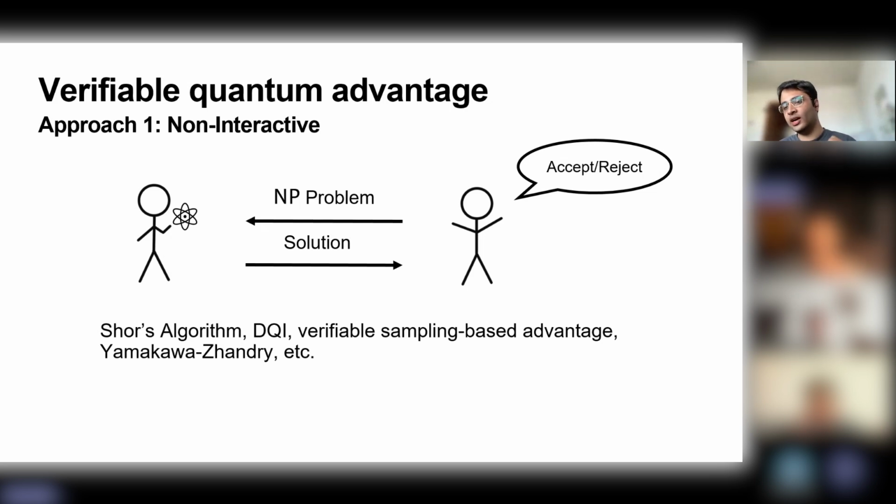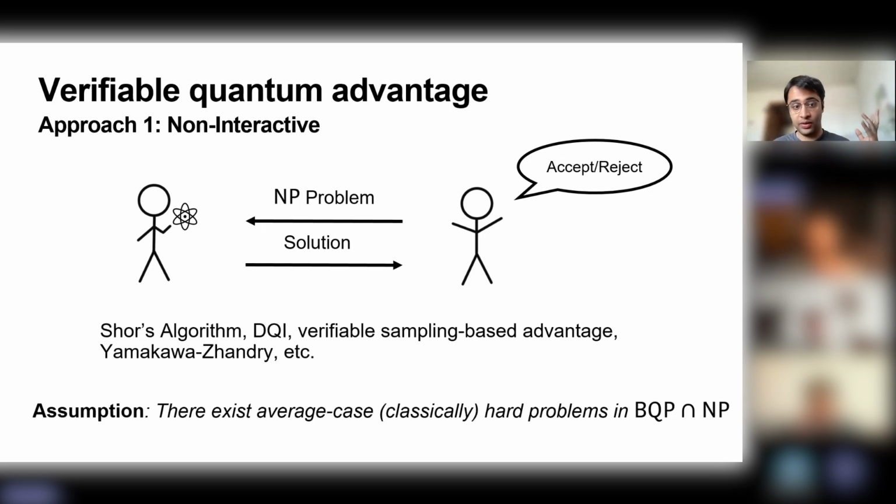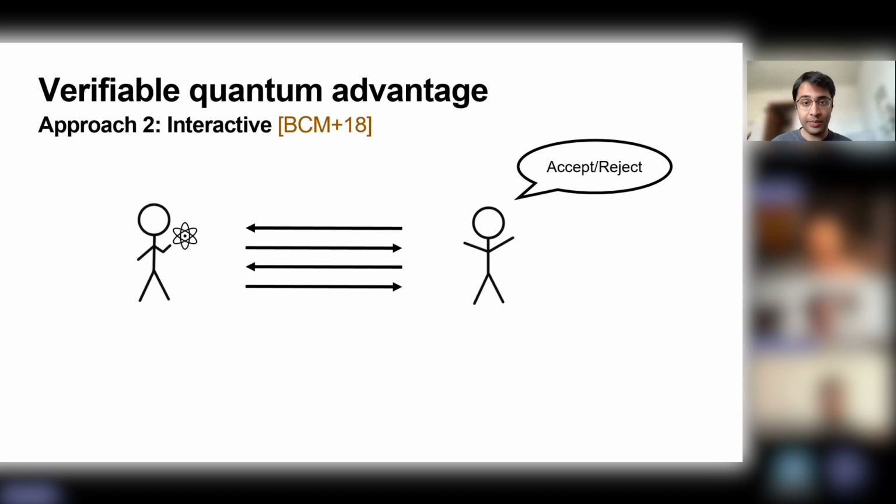One thing I wanted to say: implicit in all of this is the underlying assumption that there exist problems which are in BQP, so quantum computers can solve them, and which are in NP, which means classical verifiers can check that the solution is valid, but which are hard for classical provers, classical algorithms, to solve. So implicitly, there's an assumption of hardness for this class of languages. There is, however, the second type of quantum advantage.